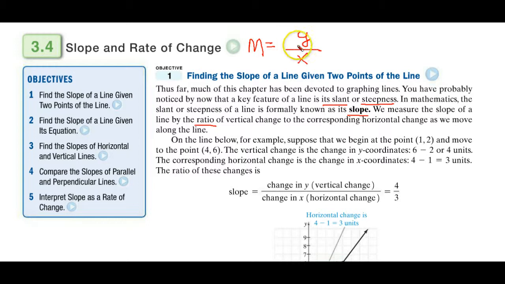So slope is the ratio of y units over x units, which we're going to say is rise, that would be vertical, over run, which would be horizontal. Okay? And we'll look at a particular example here.